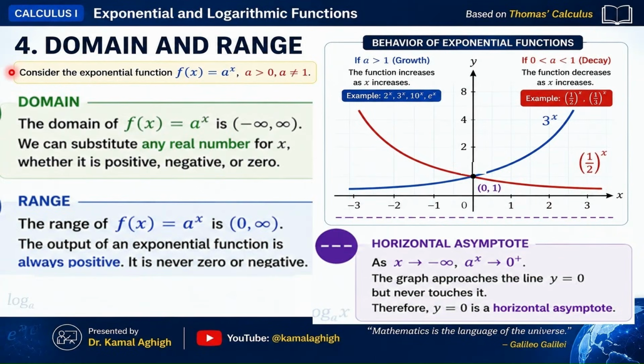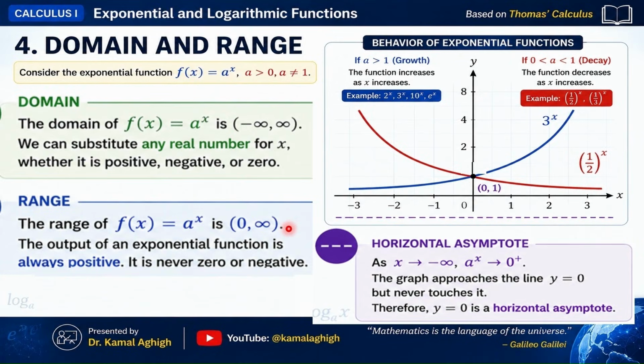Next, let's examine the domain and range of exponential functions. One of the first questions we ask about any function is what values are allowed for the input and what values the output can take. For an exponential function, the domain consists of all real numbers. This means we can substitute any real value for x, whether it is positive, negative, or 0. The range, however, is quite different. The output of an exponential function is always positive. No matter what real number we substitute, the function never becomes 0 or negative.